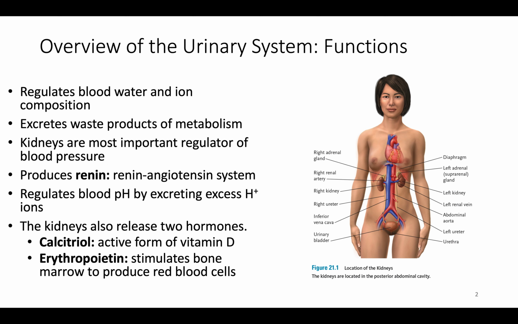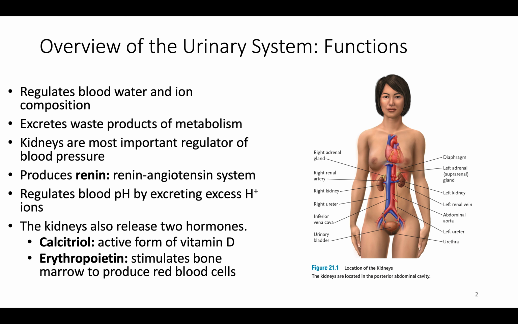As blood pressure gets too high, we can regulate it by changing the renin-angiotensin system. It's going to produce renin, which is part of that renin-angiotensin system that we'll talk about a little bit later on in this chapter. It's also going to help regulate the pH of your blood by excreting the excess hydrogen ions. Remember, the concentration of hydrogen ions and the concentration of hydroxide ions are basically what we're looking at when we're looking at pH, the relative concentration of those two molecules.